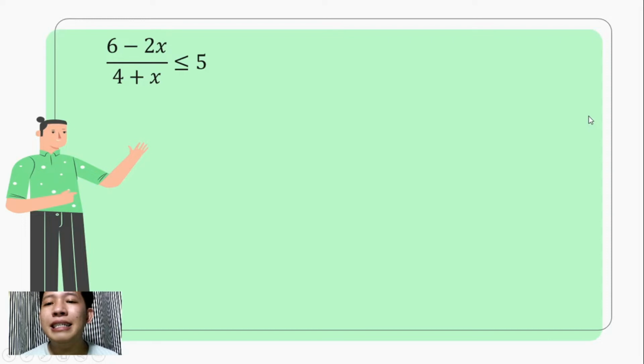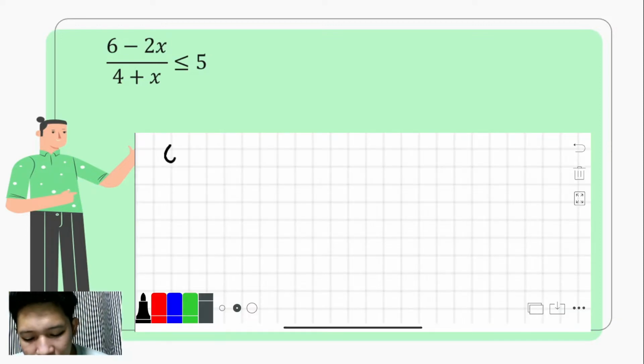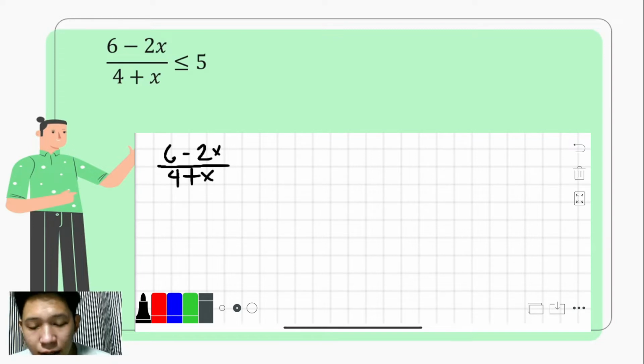We have here 6 minus 2x over 4 plus x is less than or equal to 5. So kung mapapansin nyo, meron na pong equal to yung ating inequality symbol. So same rule applies sa pagsusolve nito. Ang una natin gagawin is for us to write it as a single fraction on one side of the inequality symbol and 0 on the other side. So to make that happen, we have here 6 minus 2x over 4 plus x, less than or equal to 5.